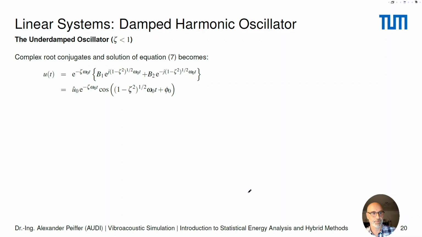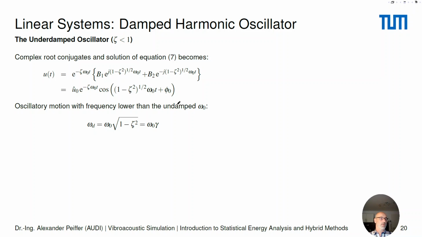Let's come to the case that is the most interesting one for our context, because we would like to have a resonance. That's the so-called underdamped oscillator. We get complex conjugate roots, and the solution of equation 7 looks like this. So we have a kind of global amplitude factor, which is also given here, representing the damping. We have a cosine function that's an oscillating one with a given phase factor, and in addition also some change in the resonance frequency.